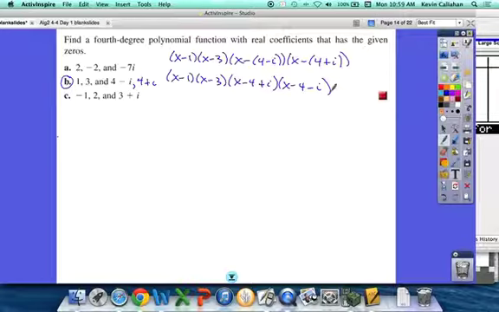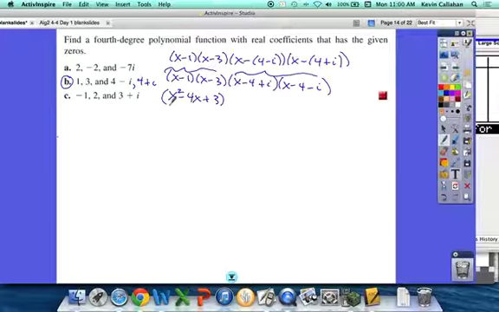Okay, now we've got to multiply two together, right? Which two are we going to multiply together? Those two and these two, right? This is easy, right? This is x squared minus 3x minus x makes minus 4x, and negative 1 times negative 3 is plus 3. Anybody can FOIL those two.